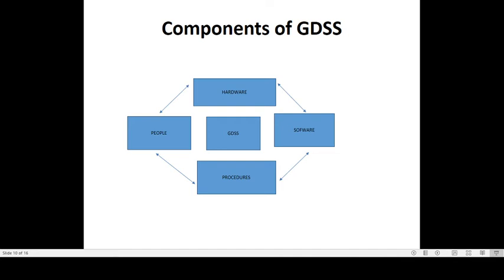Next, people: the group members and the facilitators. They can be participants, they can be trained facilitators who are arranging it, and hardware and software supporting staff for the smooth functioning of this software system. We need hardware and software supporting staff. They are also required. Next is procedures, that is the methods which are used in the meeting.